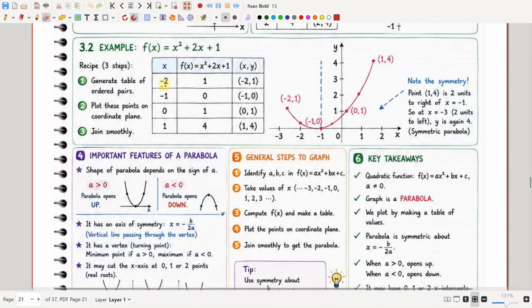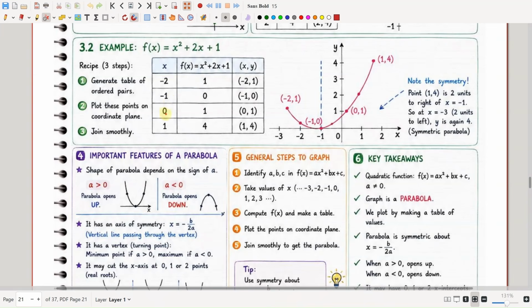First I'm taking -2. Then f of -2 will be (-2) squared plus 2 times -2 plus 1, which means 4 minus 4 plus 1. These two cancel, leaving only 1. So the point is (-2, 1). The next one is -1. Therefore, f of -1 is (-1) squared plus 2 times -1 plus 1, which is 1 minus 2 plus 1. So 1 plus 1 is 2, and 2 minus 2 is 0. So the next point is (-1, 0).